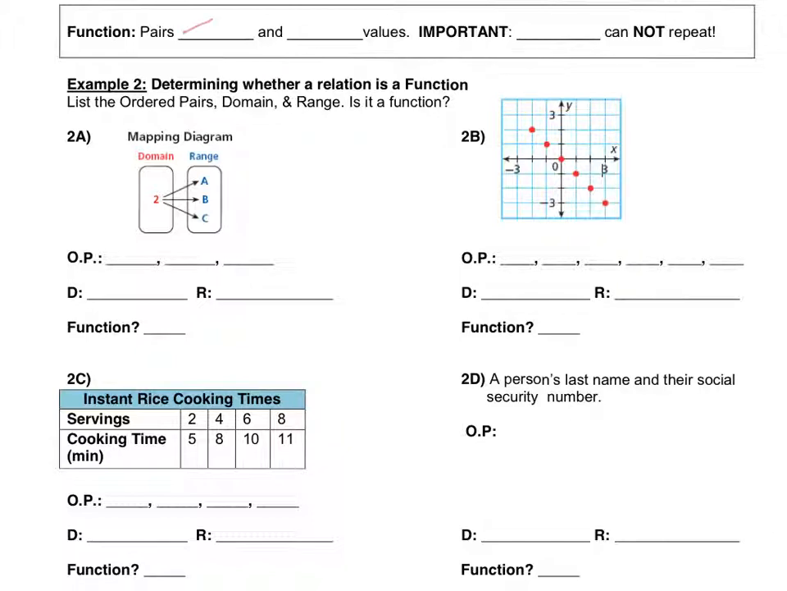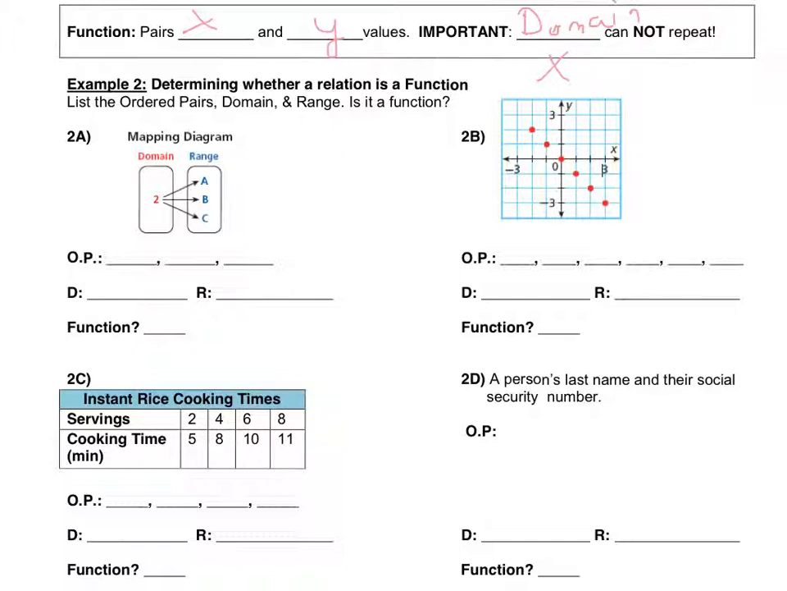Functions pair x and y values together. But the most important thing that makes something a function is the domain cannot repeat. So you can't have any repeat x's. Or some of my students in the past have said no same domain.